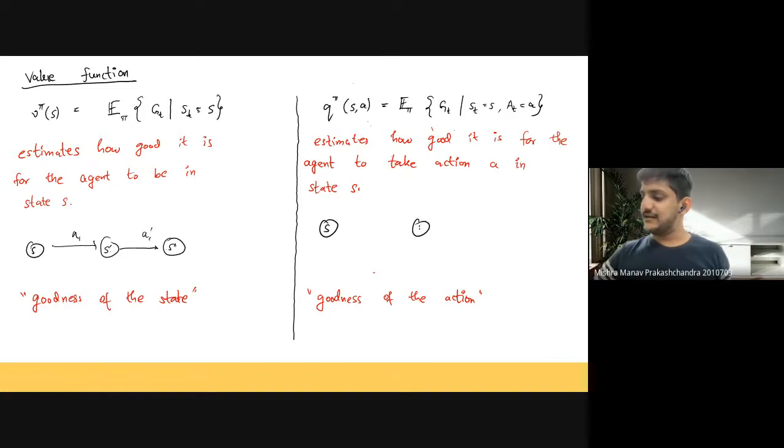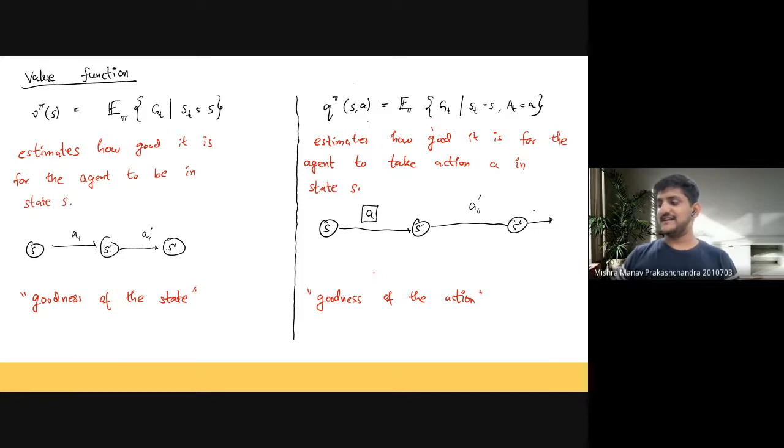So you are in state S, you want to move to state S prime and then S double prime. The first action that you take is fixed. After that, whatever action you take, let's say A2 prime and so on, is arbitrary. But what I'm fixing is the action that I've selected at state S. So I'm basically estimating how good it is for the agent to take action A when it is present in state S. Okay, so this is another aspect of the full RL that we are defining. This is the value function part.